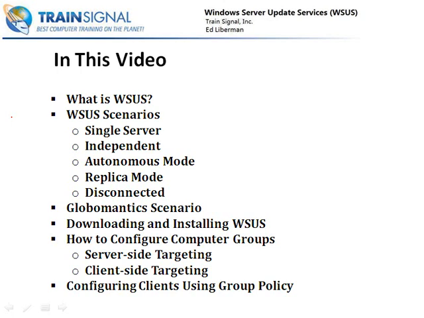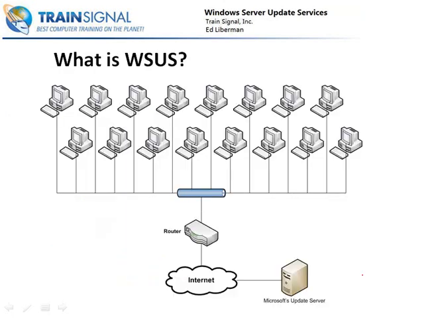Then we'll go in and see what GlobalMantics wants to do with their WSUS servers. And then we're going to get into the operating system. We're going to download and install WSUS. I'll show you how to configure computer groups with both server-side or client-side targeting. And then I'll show you how to configure your clients to use the WSUS server for updates using group policy.